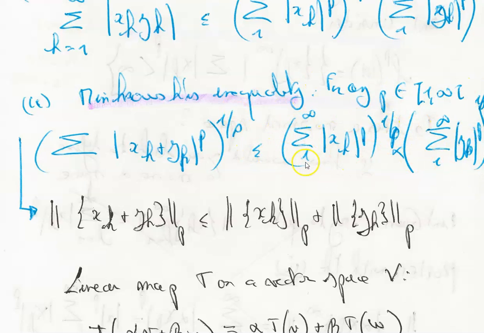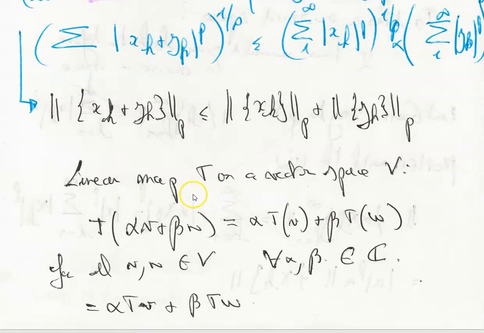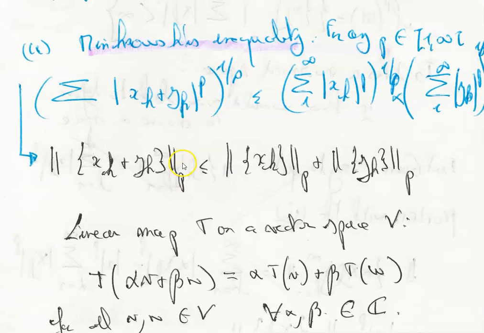the product of two sums. First one is the sum for k from 1 to infinity of the absolute value of xk at power p, the whole at power 1 over p, plus the sum for k from 1 to infinity of the absolute value of yk at power p, the whole at power 1 over p. This is known as the Minkowski inequality, and it's very useful when solving mathematical problems about Banach space, about Cauchy sequences, about series, and all that stuff.